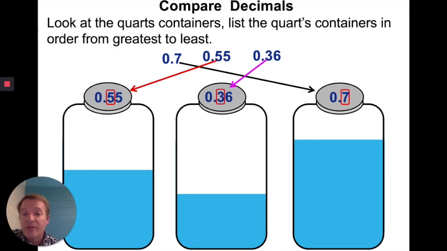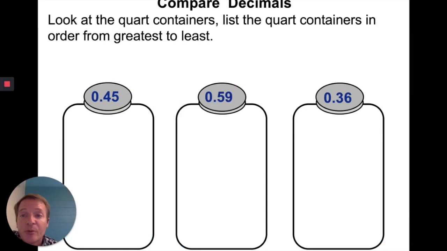That's kind of giving you a visual of how we look at that number to the right of the decimal point, and we go on. Let's try another one. Look at the quart containers. List the quart containers in order from greatest to least. So once again, we're going from biggest to smallest. We're going to look at that number to the right of the decimal point. We have a 4, a 5, and a 3. Everybody see that? So we're going to put them in greatest to least.